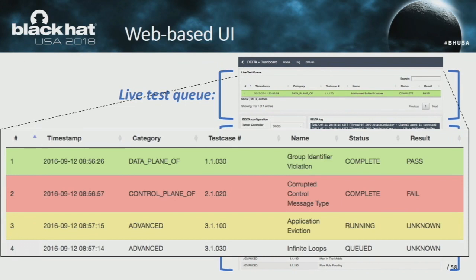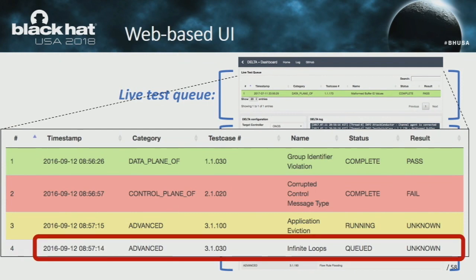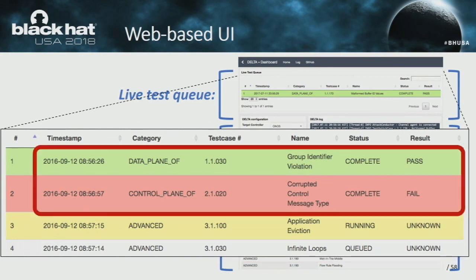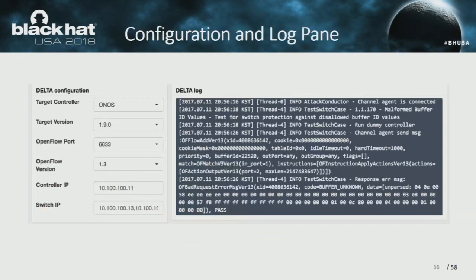In the live test queue, each test case is shown with different colors according to its status and result. So first, when the test case comes into the test queue, it's shown in white color, which means that its status is queued and its result is unknown. And the test case is shown in yellow color during the running status. And after the test case is done, its status becomes completed, and the color is changed to either green or red, depending on its result.